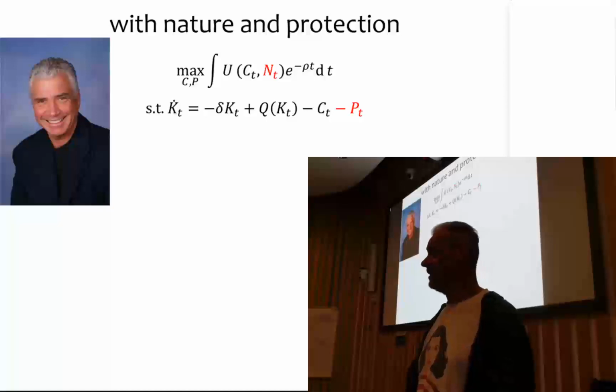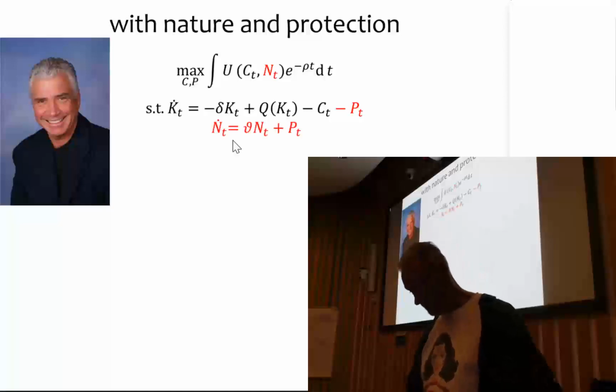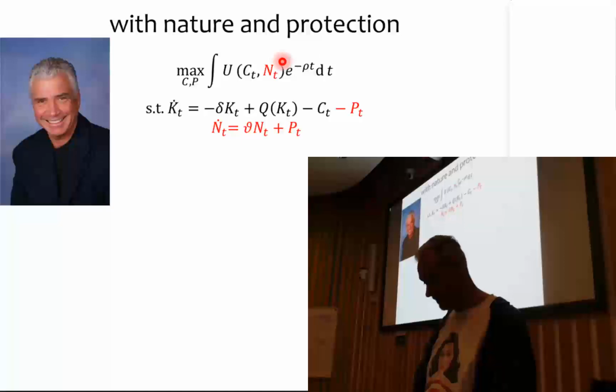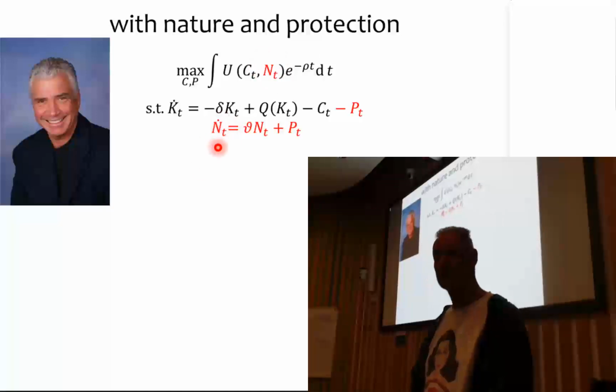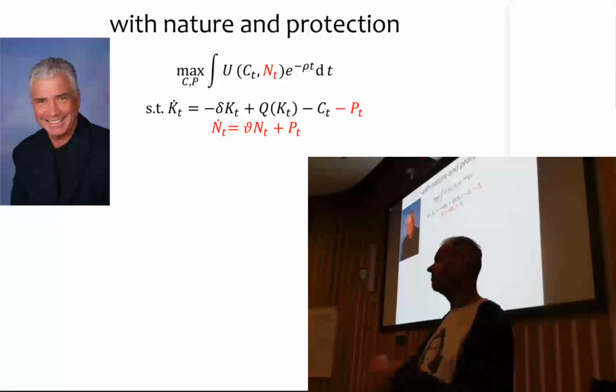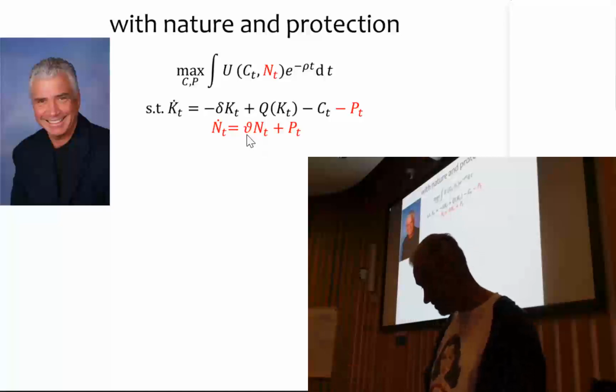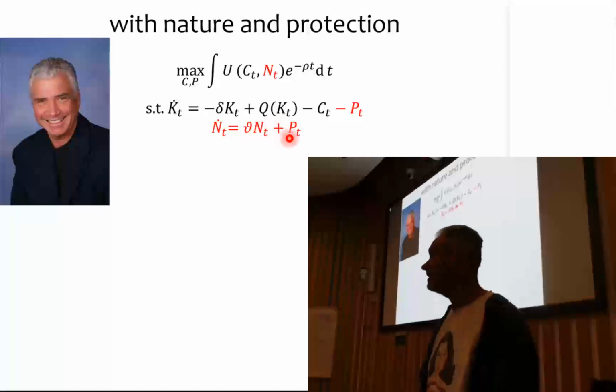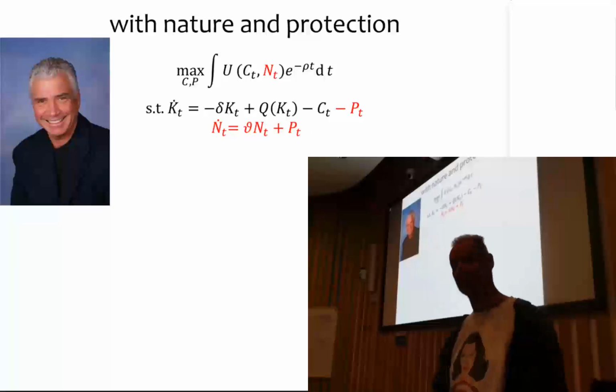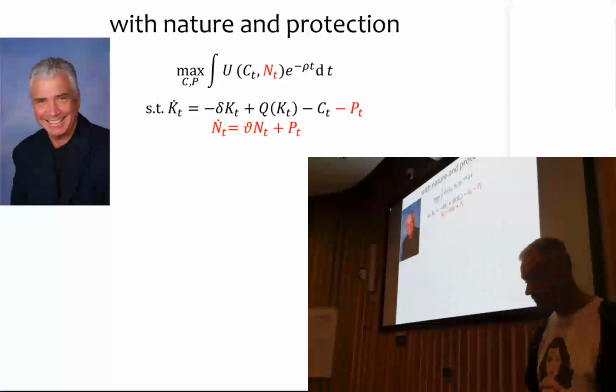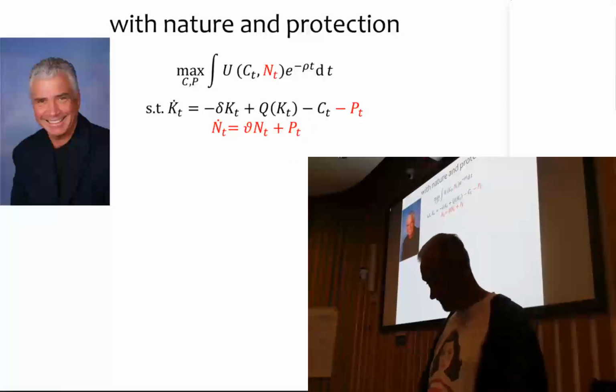We have a second equation of motion, and that is that our environmental capital stock N changes, that's the N dot, and it depreciates or restores itself, that's theta, and then we can also invest in it, and this is our environmental protection effort, right? So those are the additions to the model.